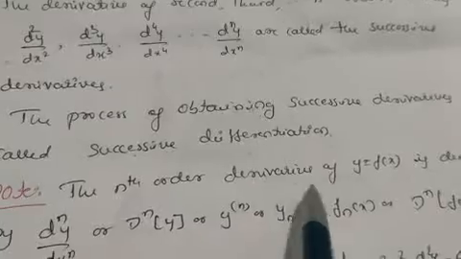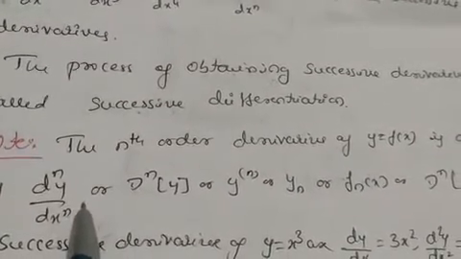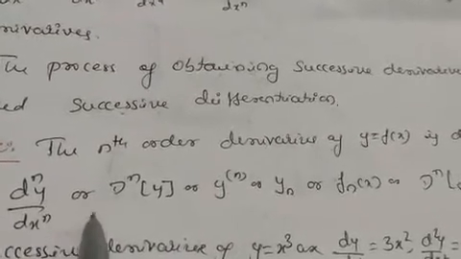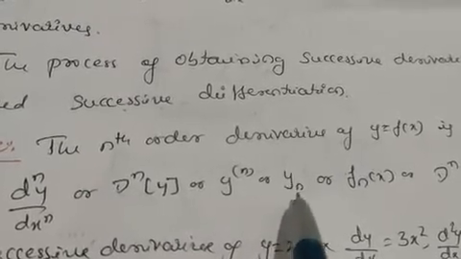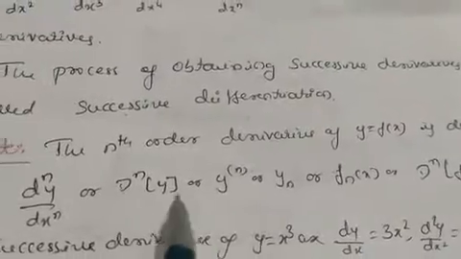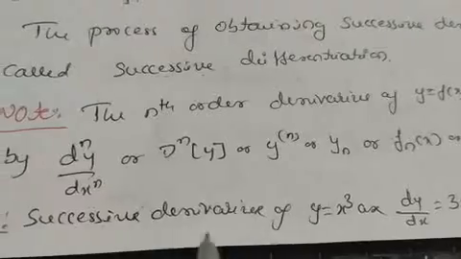The nth order derivative of a function y equals f of x can be denoted in many different ways: d raised to n y by dx raised to n, or d raised to n y, or y to the power n, or y suffix n, or f n of x, or D n of f of x, etc. These are all the different notations we use for the derivative of a function.